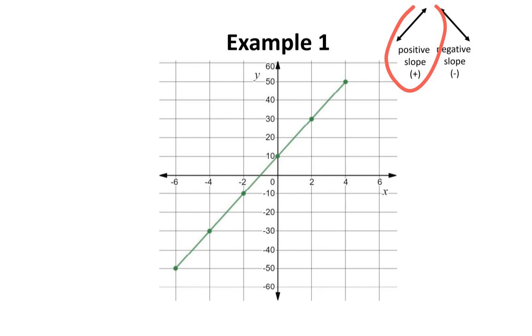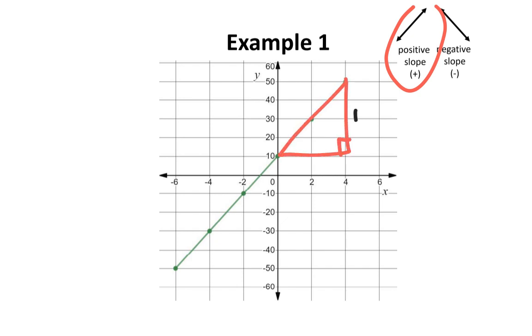Next, we need to draw a right triangle underneath this green line. I can draw one over here. I can draw one over here. I can also draw one down here. The point is, I can draw a triangle anywhere I want. I'm going to stick with this triangle.